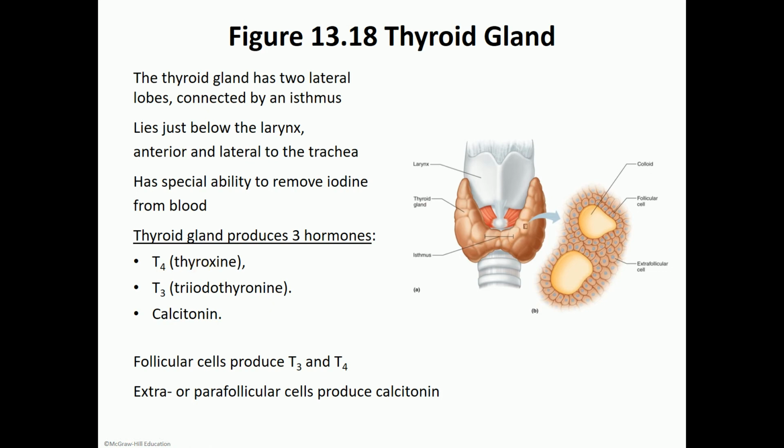The thyroid gland has the ability to trap iodine from blood. It's going to take those iodide ions and use them in order to make T3 and T4. So T3 stands for, again, triiodothyronine, which means that it uses 3 iodide ions. T4, though, uses 4 ions. Okay, the third hormone that the thyroid gland makes is calcitonin.